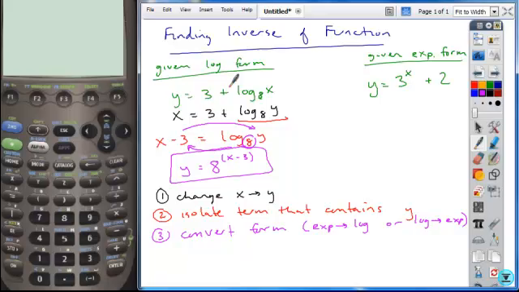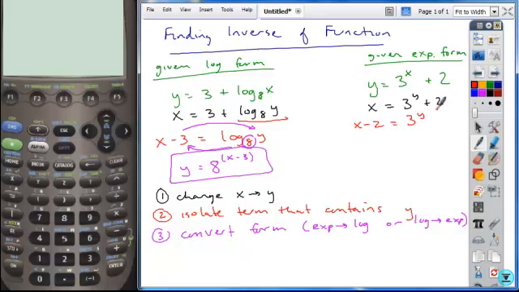These exact same steps hold true if you're given the exponential form to start with. So if I repeat these steps: change the x and the y, so we get x is equal to 3 to the power y plus 2. Step 2, isolate the term that contains your y. Here's the term that contains y, so to isolate that, we subtract a 2 from both sides.